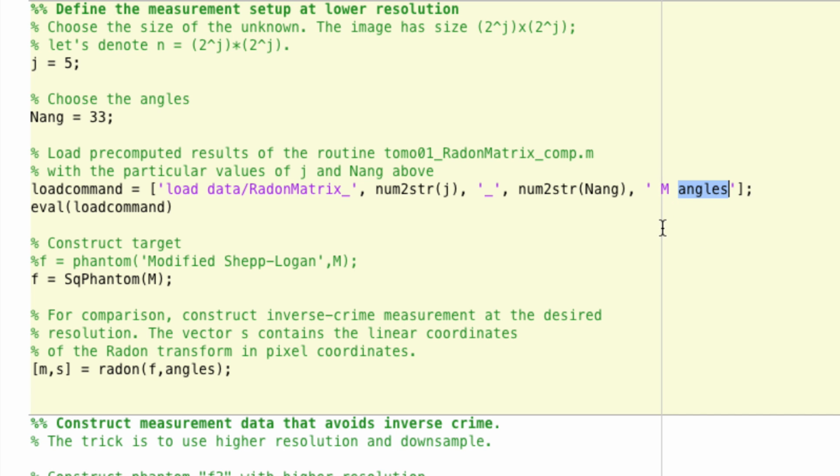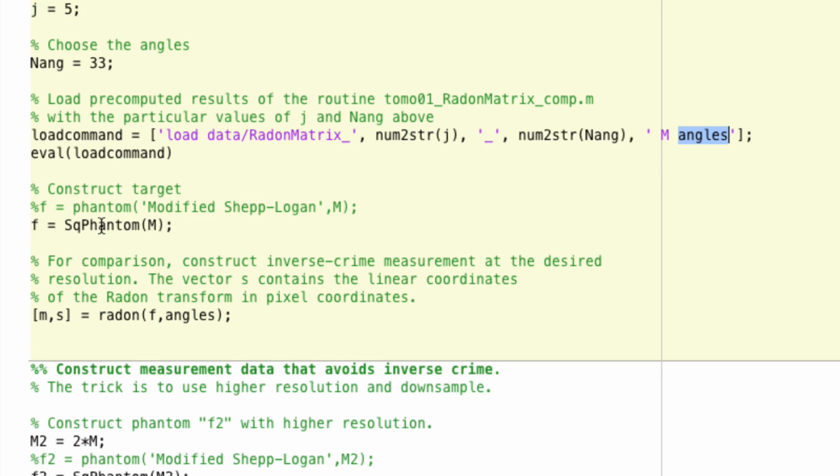The capital M we could compute because it's just 2 to the power of j. So there's nothing magic about that. But the set of angles is important, and that was defined previously. So what happens next for constructing the data, this is for our square phantom.